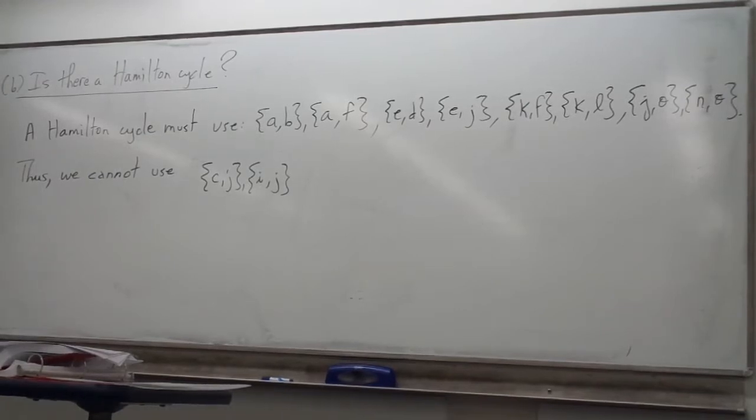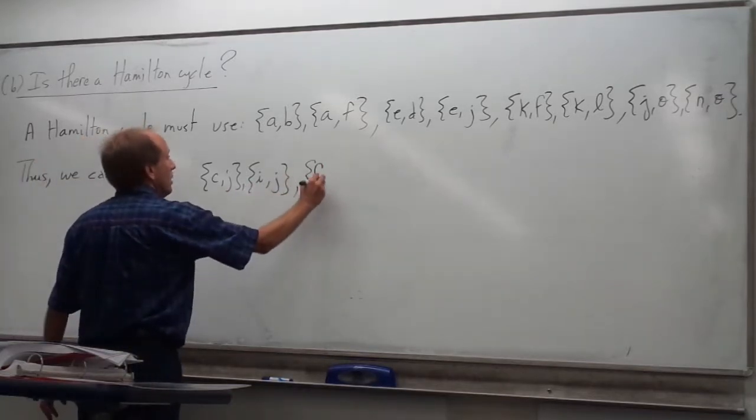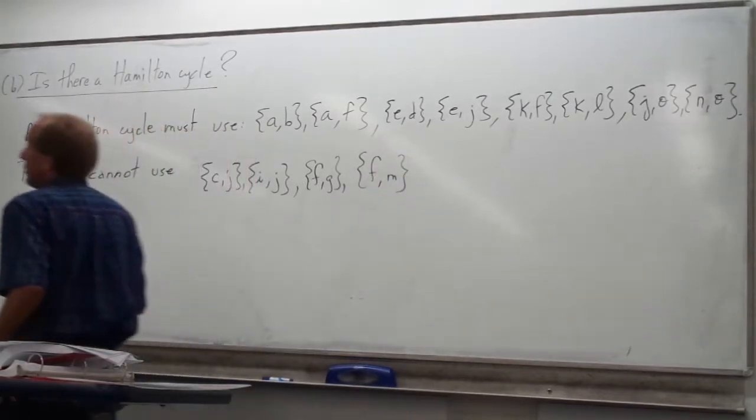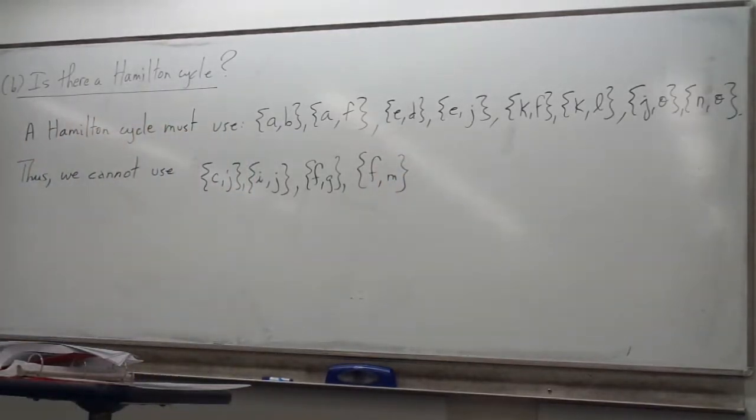You can even bring your white out if you want. Just make sure you copy the whole graph before you cross off the edges. Is there anything else we can cross off? FG and FM. FG and FM, right? So FG and FM. Okay, so we can't use those. All right. Anything else we can say?